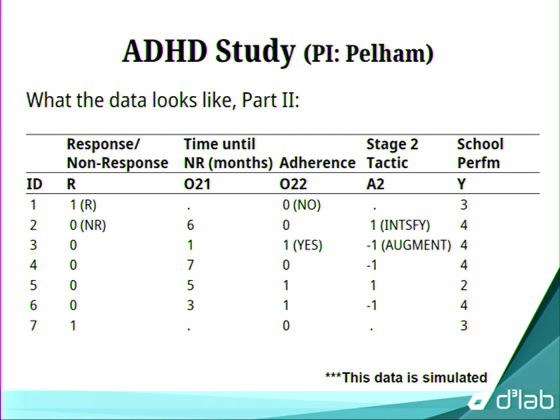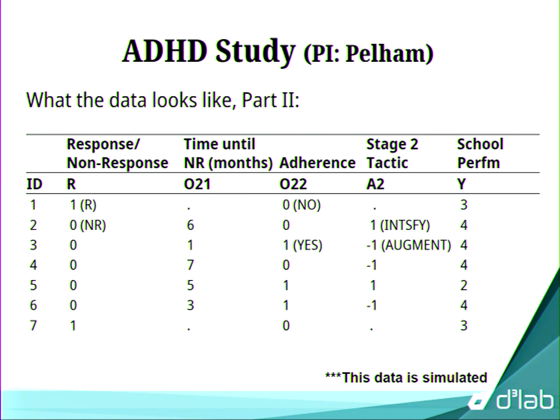So you see this dot, right? SAS users, dot means missing value. This information, time until non-response, only exists for non-responders. If the child is non-responding, you have information about the time until non-response, but if the child is responding, you don't have that information, right? Does that make sense? In the same manner, look at this.